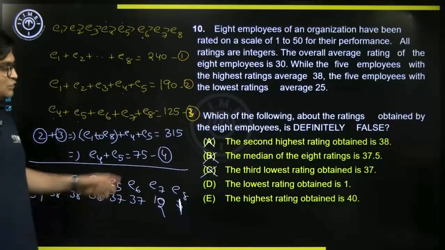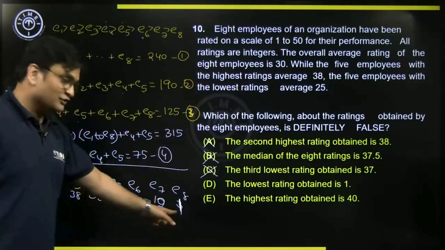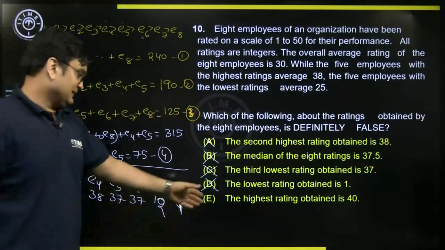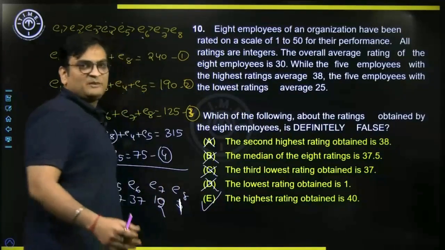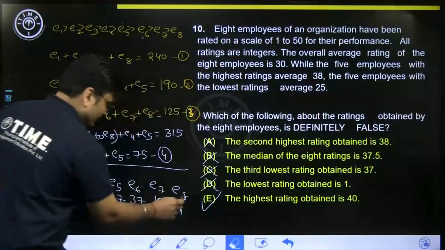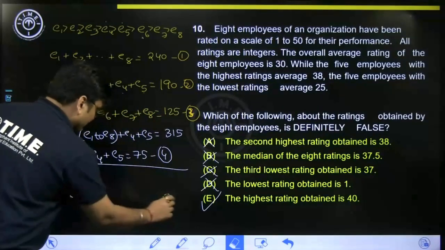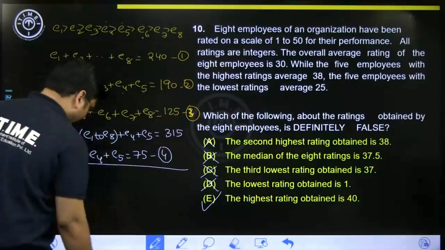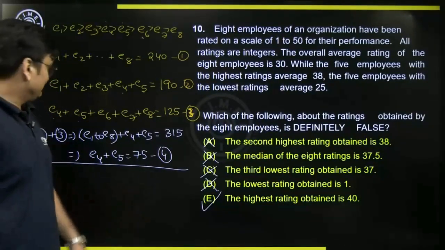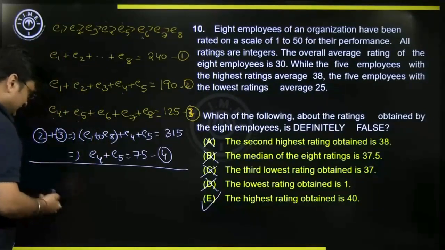Fourth option, the lowest rating obtained is 1. Yes, that is also possible, not my answer. So first 4 options are wrong, and hence can I say remaining option must be my answer. Let's try to quickly see why is that not possible. So what's the fifth option? The fifth option is the highest rating obtained is 40. So E1 is 40. Okay, let's see.